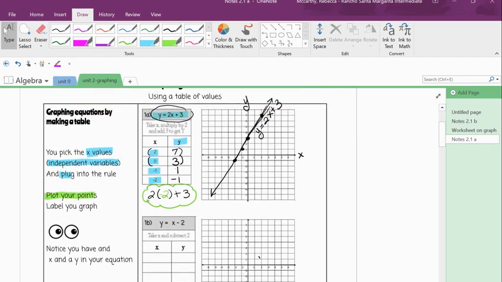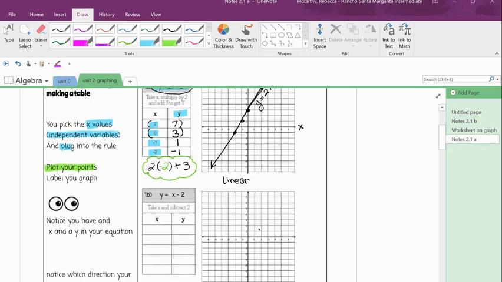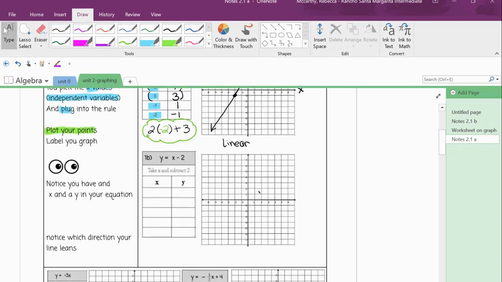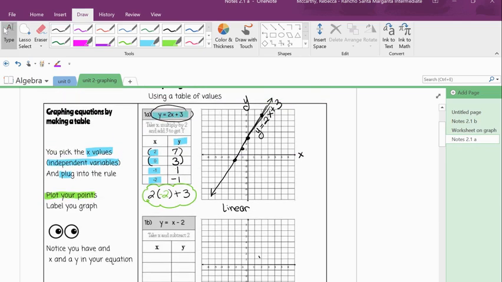Now, when I'm graphing things, notice that this is a straight line. So we would refer to this as a linear equation. So we want you to write linear. I also want you to notice my equation has an x and a y. So it crosses my x-axis and it also crosses my y-axis. That's going to be a key piece here.